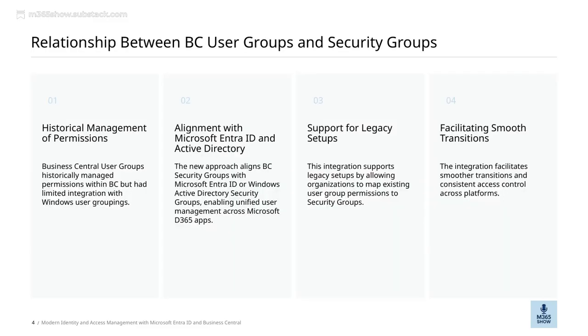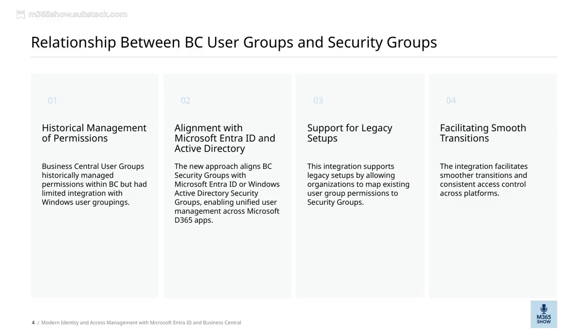Let's take a closer look at the relationship between BC user groups and security groups. As you can see, modern identity and access management with Microsoft Entra ID and Business Central plays a key role here. The integration helps create smoother transitions and ensures consistent access control across different platforms, which is crucial for maintaining security and efficiency. One important aspect is that this integration supports legacy setups. This means organizations can map their existing user group permissions to security groups without a complete overhaul. It makes the transition easier and less disruptive.